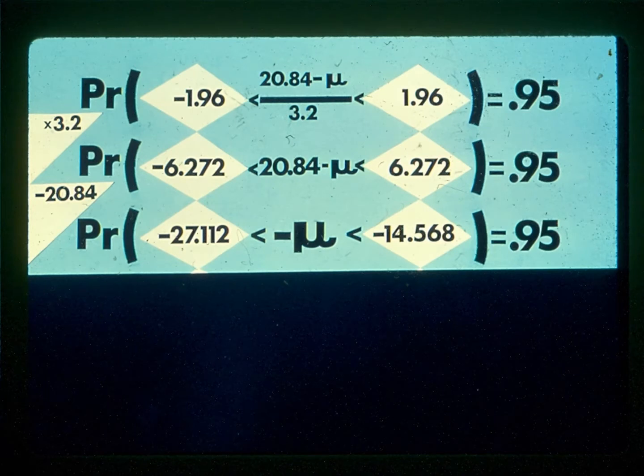Next, we must subtract 20.84 from each part of the expression to obtain the equivalent probability statement below, which has minus mu at its center and minus 27.112 and minus 14.568 as its lower and upper limits respectively. This statement is close to what we seek, but it is not exactly what we want, since we have minus mu in the center of the inequality rather than mu in the center.